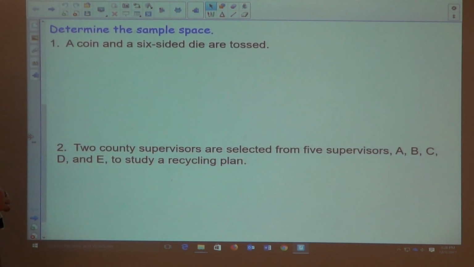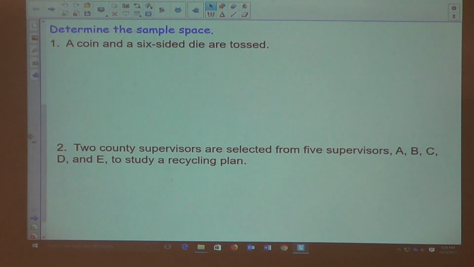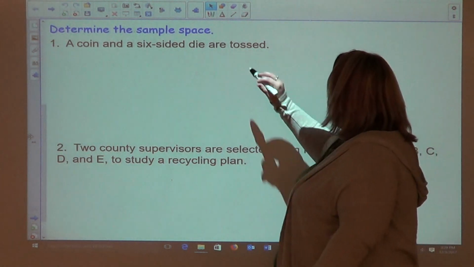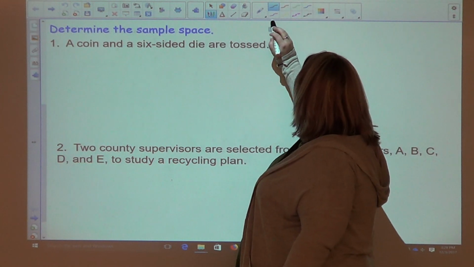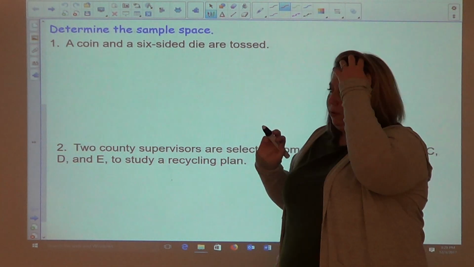Alright, so first thing's talking about sample space. That's like how many different things there actually are. And you're actually going to write out what the sample space is. That's why I have a lot of lines in here. Okay, when they do sample space, they do solution sets around it.